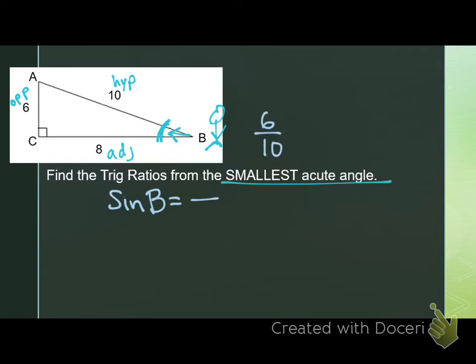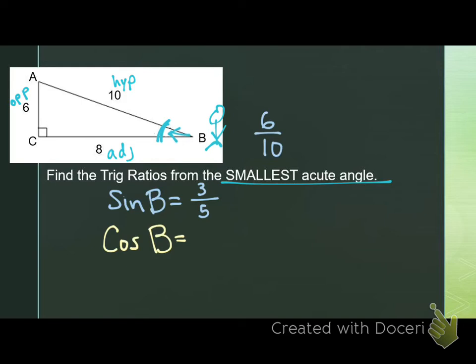So we would do 6 over 10, but before I write it down as my final answer, these are both even, correct? So we reduce in math when we can. What is 6 over 10 reduced to? 3 over 5, 3/5. So make sure you reduce if you can reduce. That is sine. Cosine, you're going to write COS from angle B.